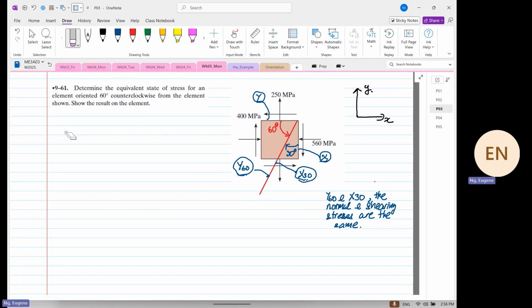So we know that stress X is equal to minus 560 megapascal. And stress Y is equal to 250 megapascal. And we also know that the shear XY is equal to the shear YX, and this is equal to minus 400 megapascal.